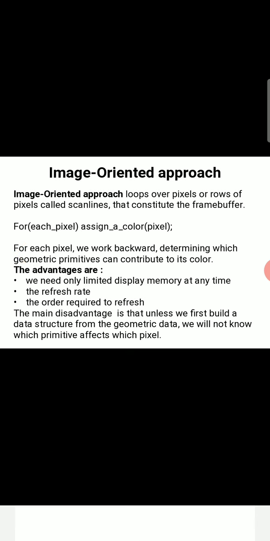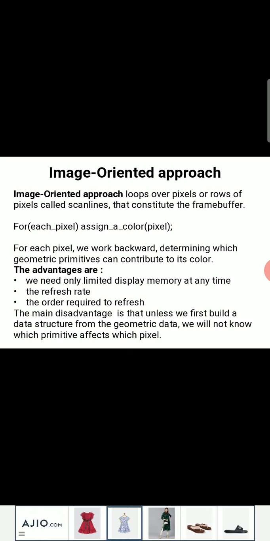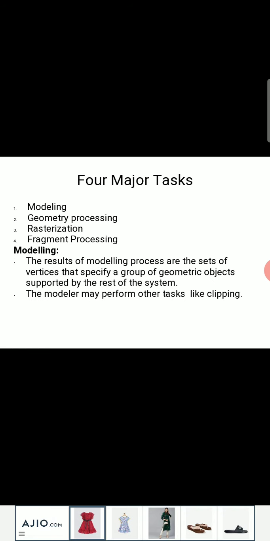Hence, to use this approach, first we need to identify a proper data structure for the geometric data of the application. There are four major tasks in the implementation. One is modeling, then geometry processing, then rasterization, and finally fragment processing. We have already seen these four processes in depth in the second unit, as part of the graphics pipeline architecture. So we will have a brief look at them.